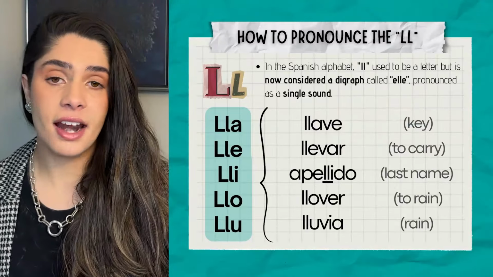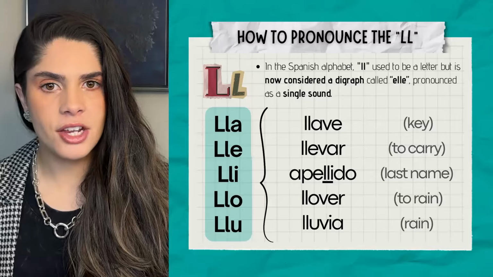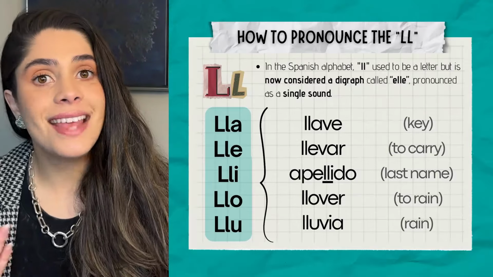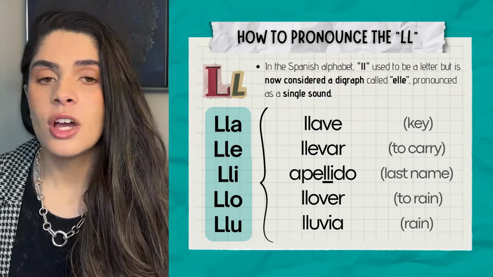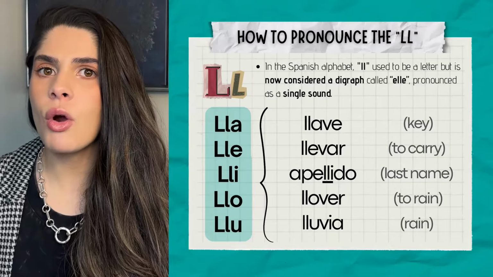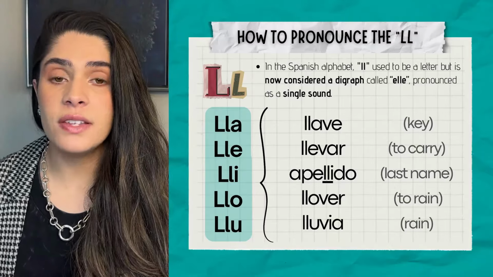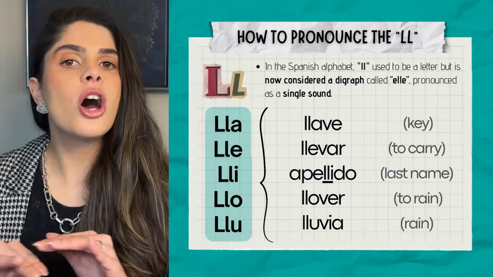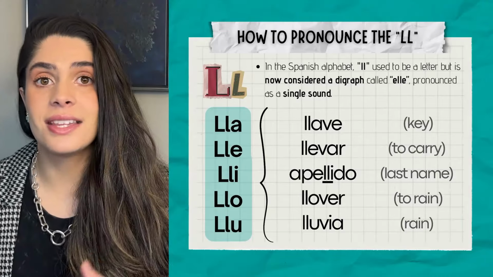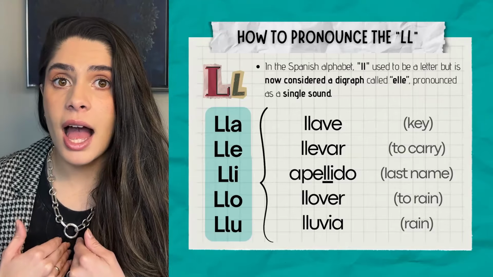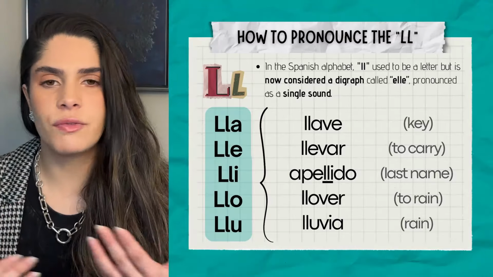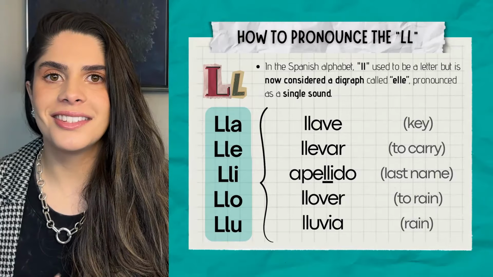The next dígrafo is the elle. In the Spanish alphabet, the elle used to be a letter, but is now considered a dígrafo, called elle, and is pronounced as a single sound. Okay, there are many ways to pronounce this dígrafo. And it's not about right or wrong. It's about variety. It's about regions and different countries that speak Spanish, okay? Me, how do I pronounce this letter? I say it in two ways. It depends on the word. It depends on the day.